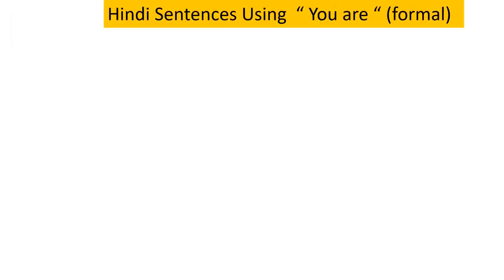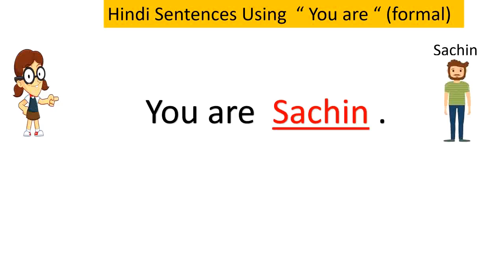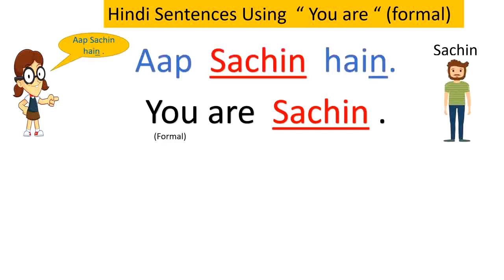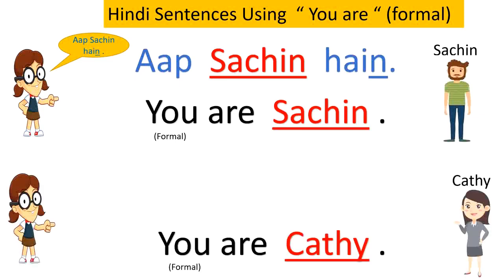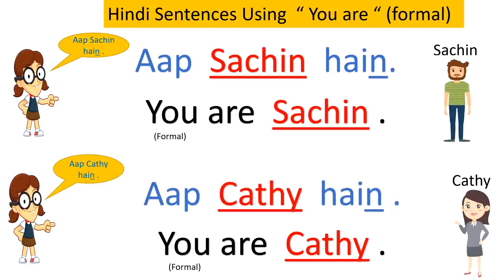Let us take one English sentence using you are. The sentence is you are Sachin. In Hindi, Sachin will go in between aap and hain. Hindi sentence will be aap Sachin hain. Similarly, you are Kathy. In Hindi, it will be aap Kathy hain.